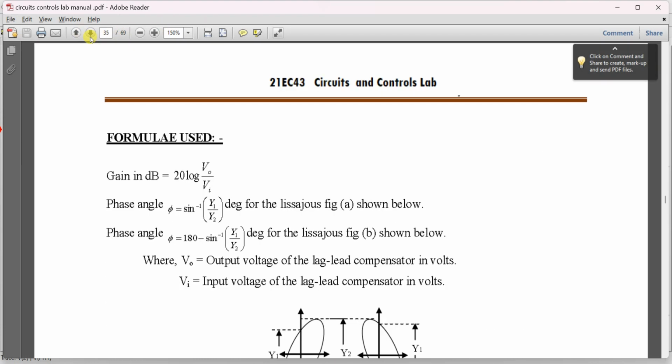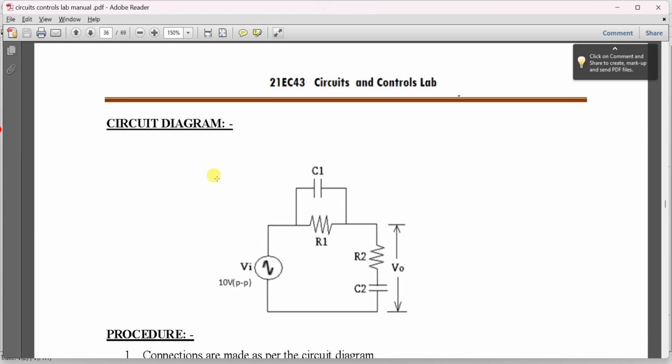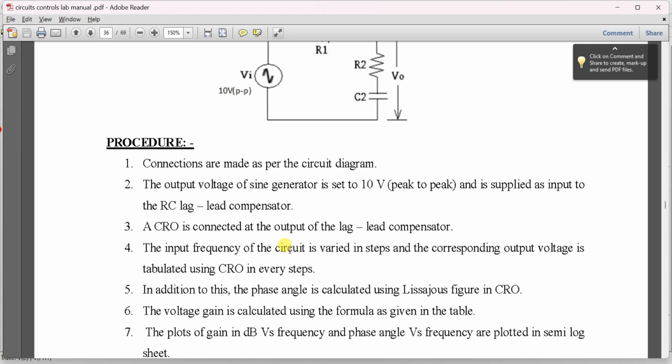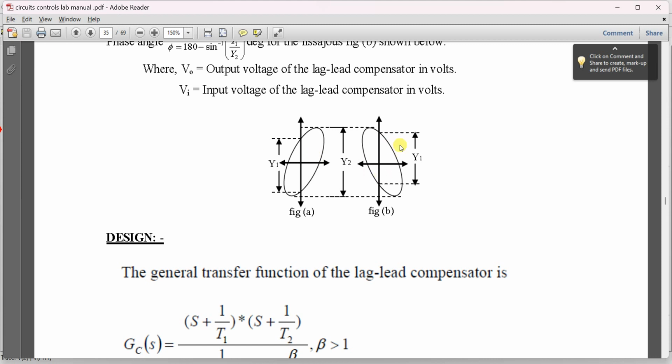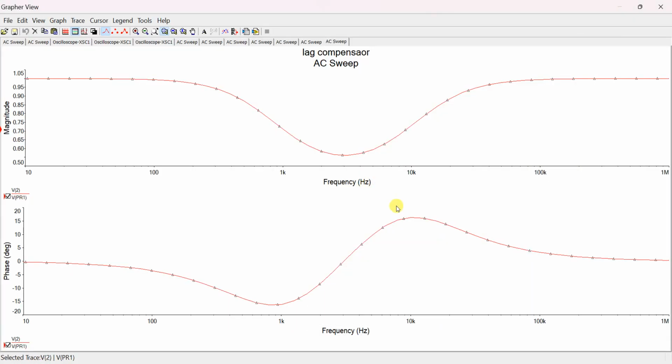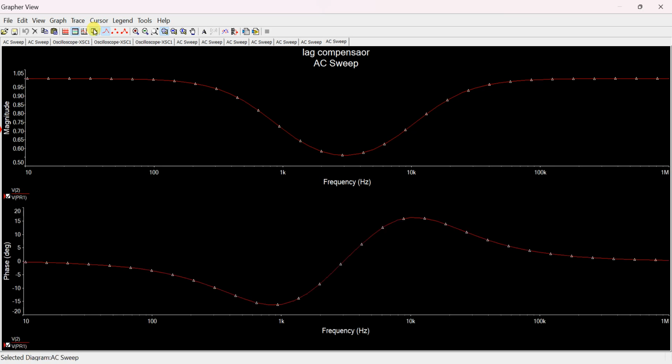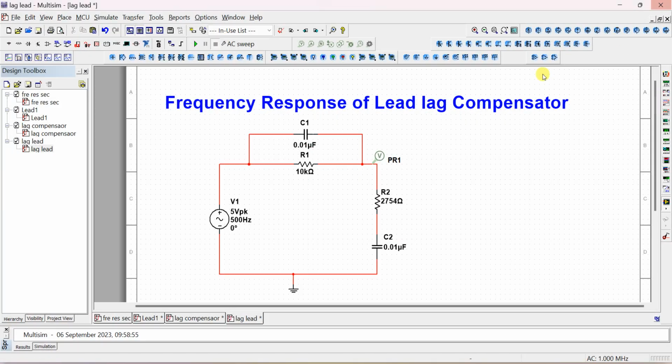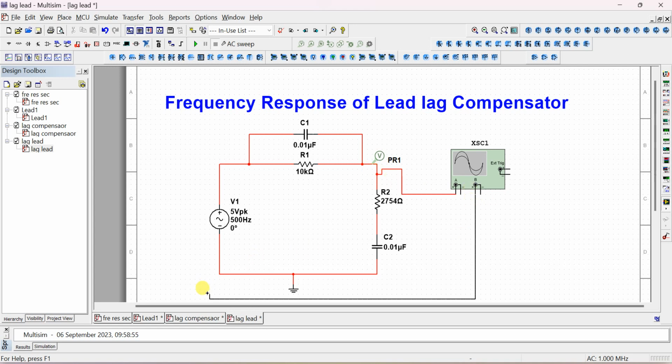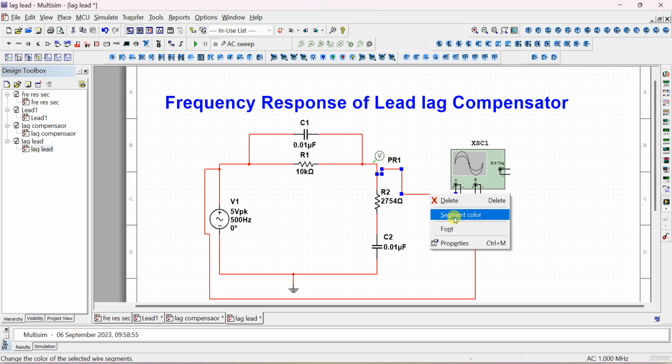So now I'll show you how to find the phase shift using this pattern. For this, we have to connect one oscilloscope. One input is connected to the output side, and another channel input is connected to the input side. Let us say this color is blue or green.